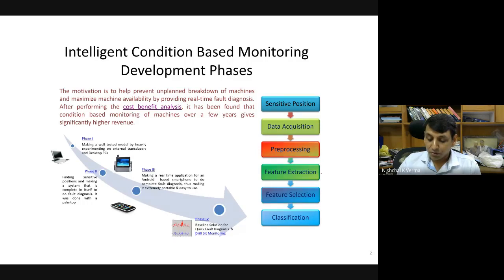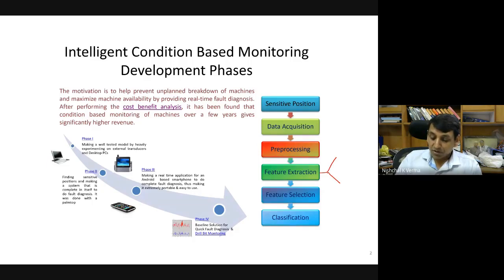At this stage we get the analog signal. Here we get the digital signal, right? We convert this, and here we further pre-process and get a better signal, right, with more information content.